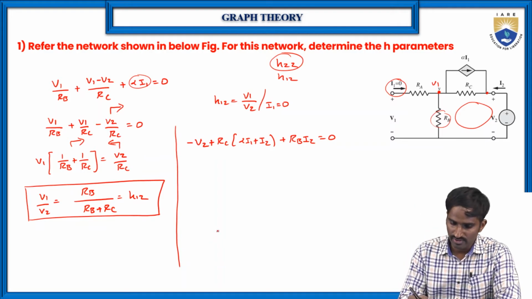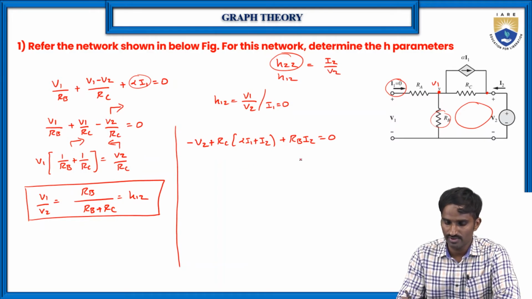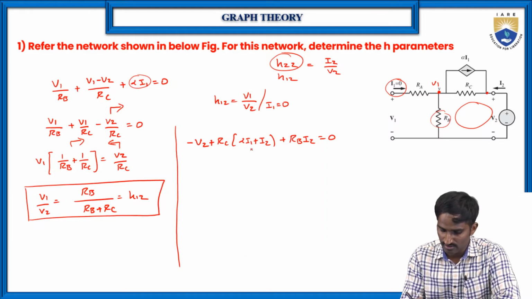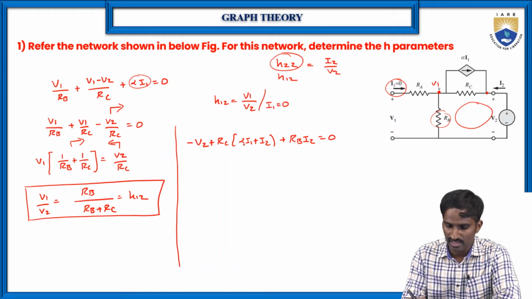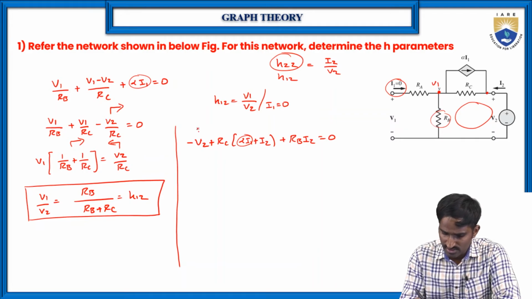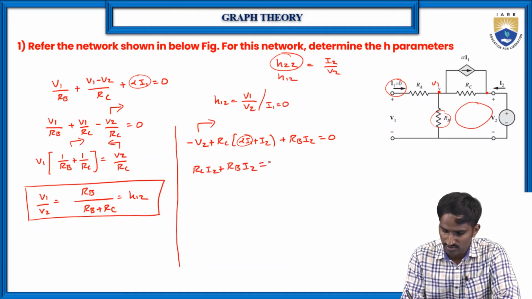Right. Actually what we have to find, we need to find H22. So H22 is equal to here I2 by V2. So finally we have to reduce this equation as a I2 by V2. Of course that we can do, because here we need to eliminate I1. But anyway again here I1 is equal to 0. Okay, because I1 is 0. So that's why we can eliminate this one. So that we can just send this V2 here. So here it is RC I2 plus RB into I2 which is equal to V2.